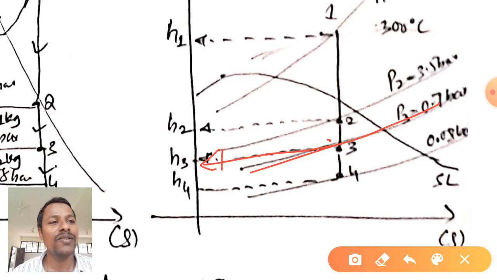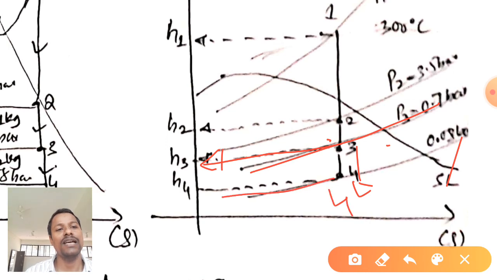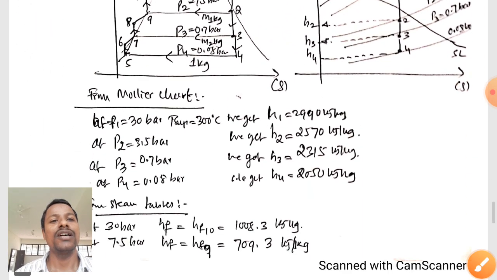For getting the H4 value, again 3 to 4 undergoes expansion in the remaining stages of the turbine till 0.084 bar. Wherever both intersect, I will mark this as point 4, then I will draw a horizontal line and I will be able to get H4. This is how we refer to the Mollier chart for obtaining the values. So let us look into the solution.